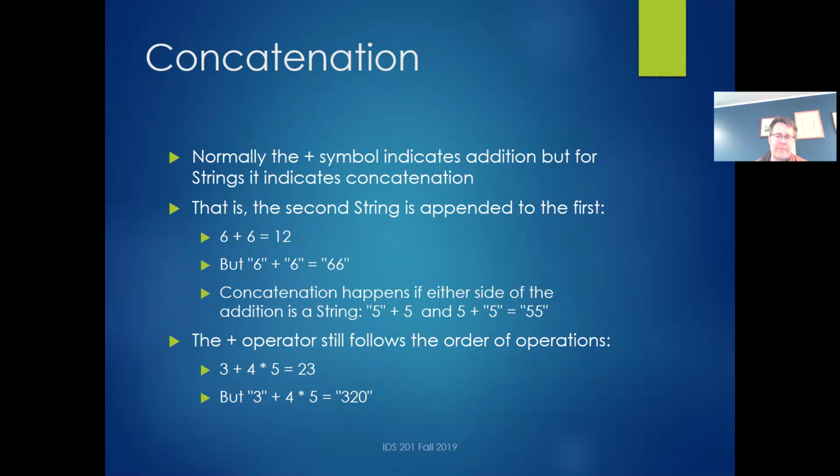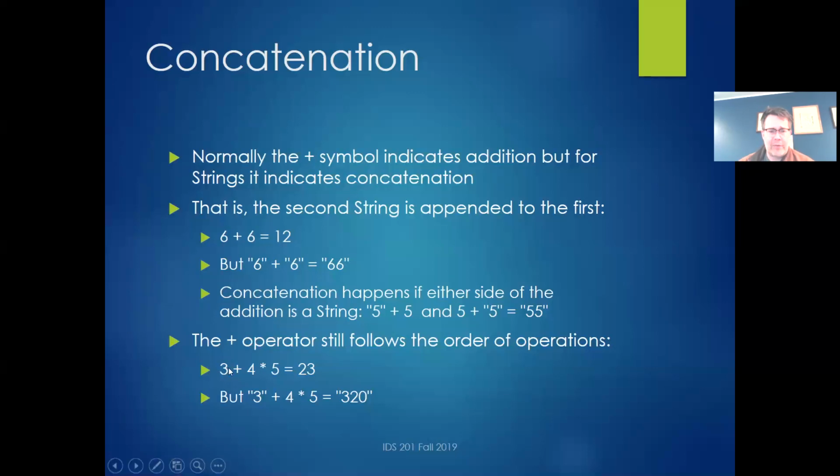Now, concatenation happens if either side of the addition is a string. For example, string 5 plus 5 or 5 plus string 5, either way you add them together, your result will be string 5, 5. And the plus operator still follows the order of operations. In a way, it's very much like precision, except string is considered a superior type. So if you're using an integer type and a floating point type, for example, if there's a mixed operation like that, the result's going to be in the floating point type. Similarly, if you have some math with addition and one of the types is a string, then the result is going to be in the string type.